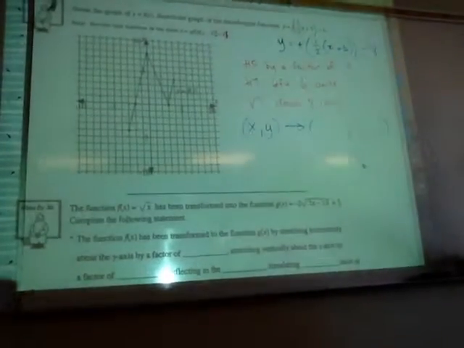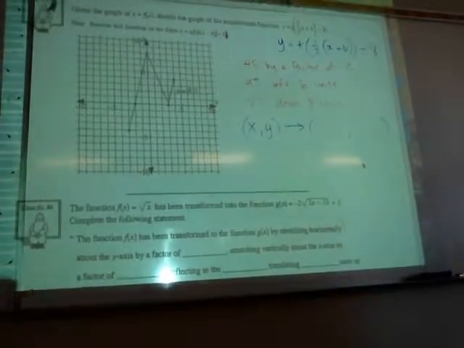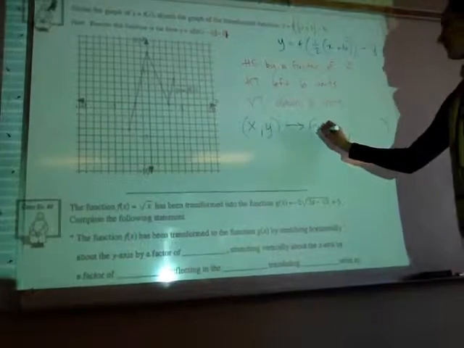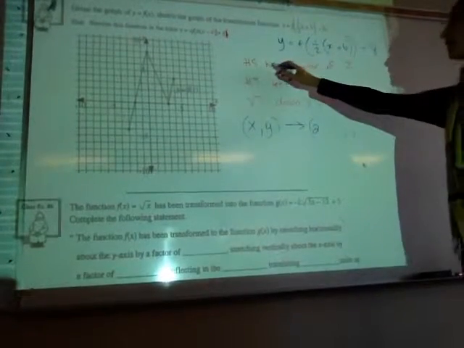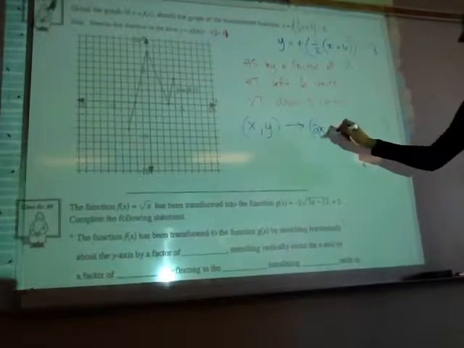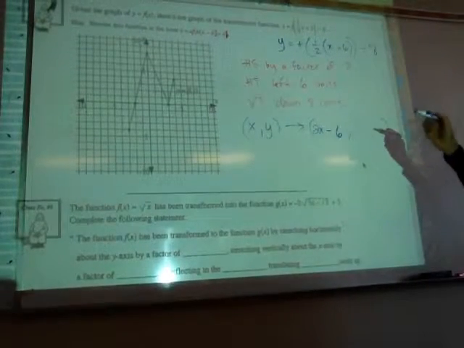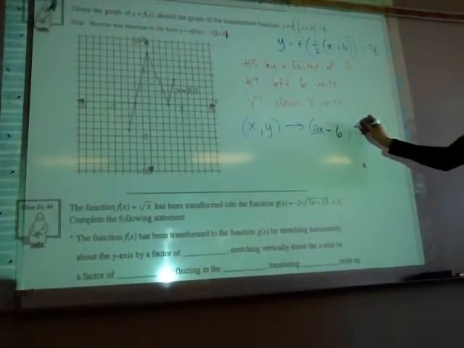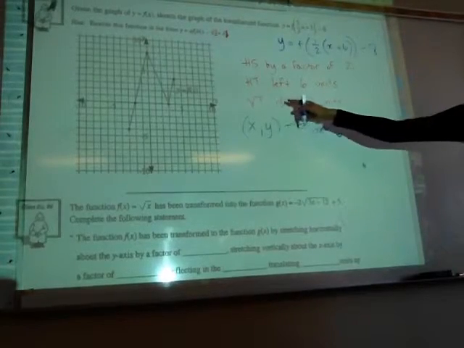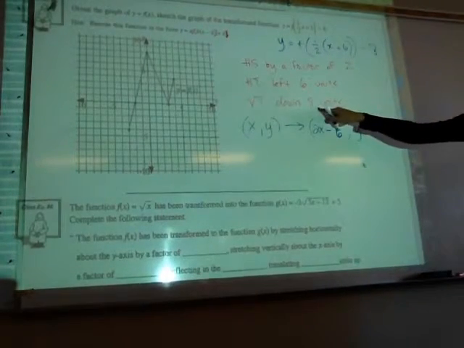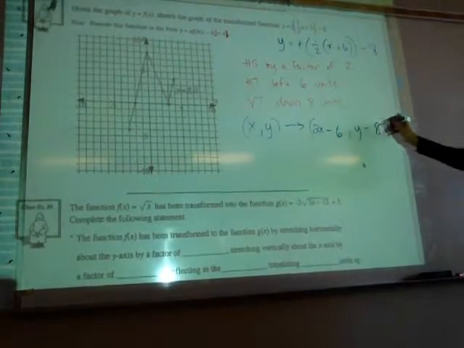Okay, so you guys have already been working away and I walked around and you all did the correct point mapping. You should have 2 for your horizontal stretch multiplied by x, and then you're subtracting 6 to show that you're moving left 6 spaces. Okay, and y is moving vertically down. So you have a vertical translation of 8 units, so it's y minus 8.